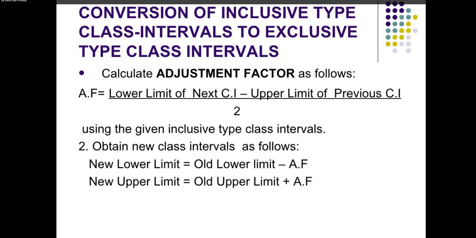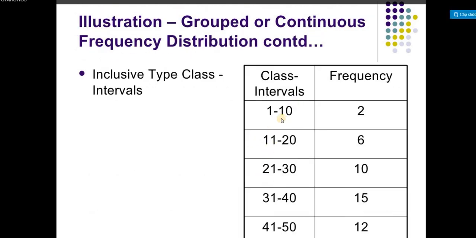Then which one is the lower limit? Lower limit of next class interval. We know this is the lower limit in this area: 1, 11, 21, 31, 41. These are the lower limits. These are the upper limits: 10, 20, 30, 40, 50. Then 11 is the lower limit. Lower limit of second class interval minus upper limit, this is the upper limit, 11 minus 10.